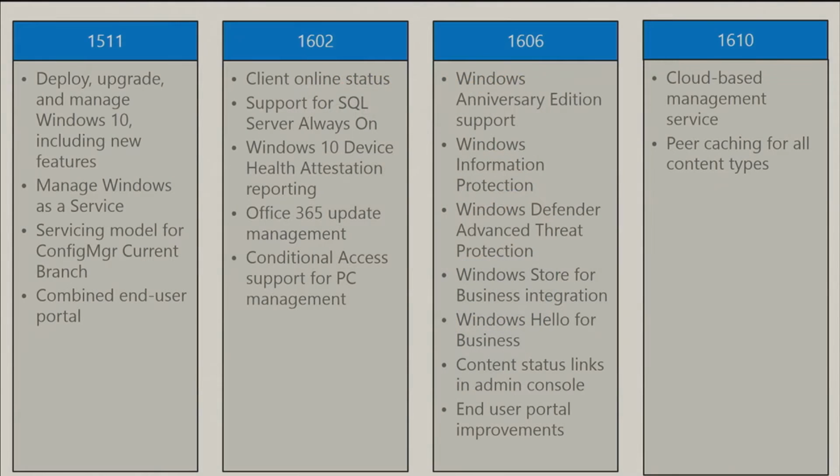This is just a snapshot overview of just some examples of what's come in each release to give you a sense of how much we're able to pack into each of these servicing releases. For example, 1511, that was our big Windows 10 release, supporting the launch of Windows 10, managing Windows as a service, the launch of our servicing model. With 1602, we added things like support for SQL Always On to give you a level of fault tolerance in your implementation of a business critical system like Config Manager. Office 365 update management. We worked closely with the Office team to make sure that you could deliver O365 click-to-run client updates through Config Manager software updates.